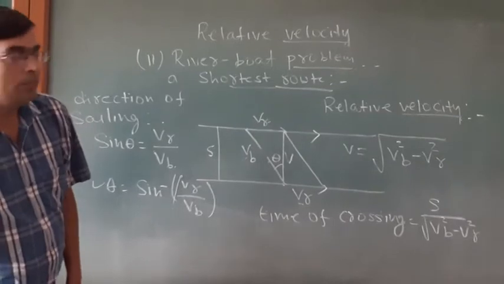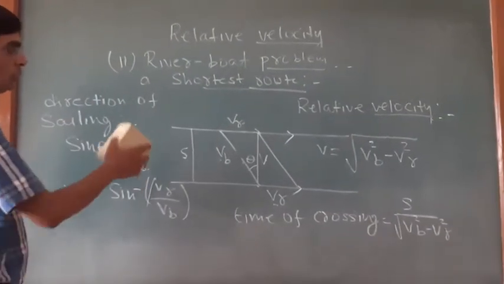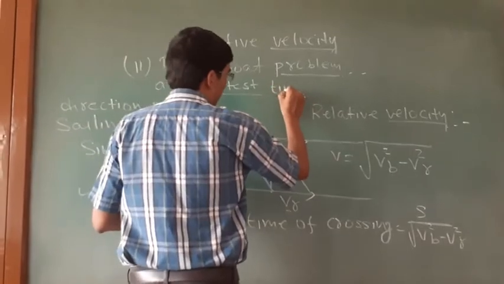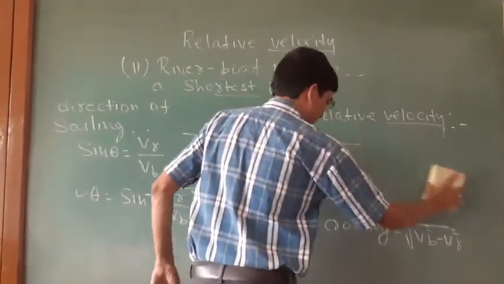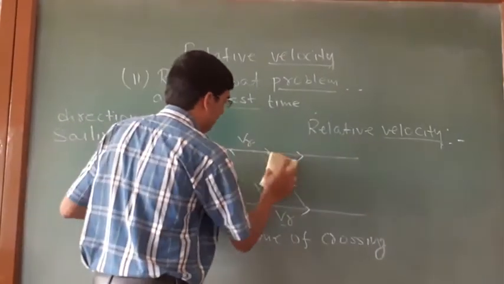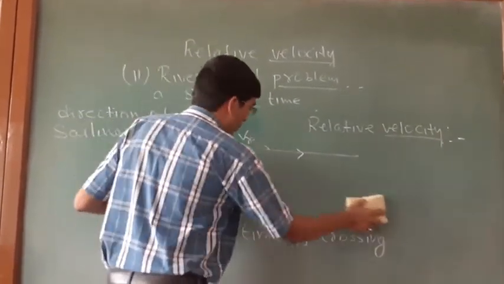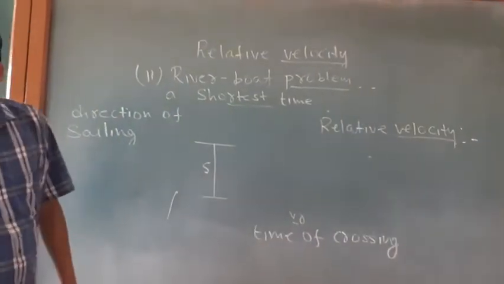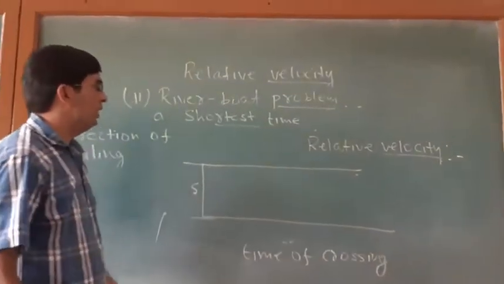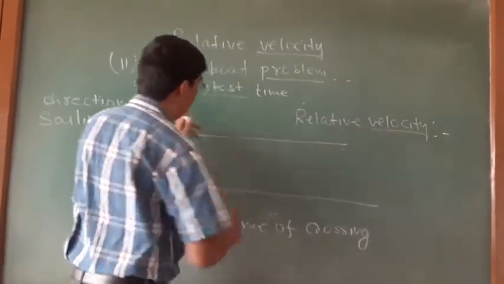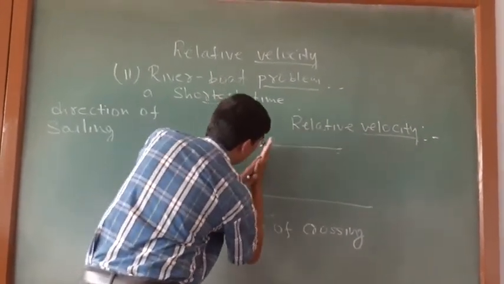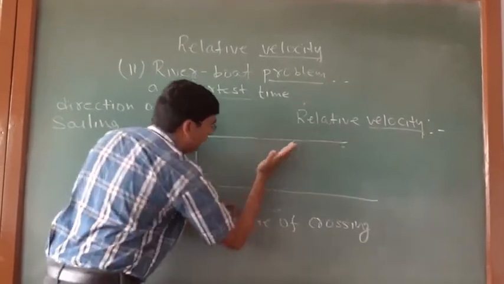Okay. Now the third and last case will be the shortest time. The earlier one was for shortest route and this one is for shortest time. Now the same boat is going, but this time the agenda is to cross the river in the shortest time. When we are going for shortest time, the river is flowing. In order to go for shortest time, we have to sail perpendicular with respect to the flow of the river. That means we will go in this direction, but the river will push us in that direction.